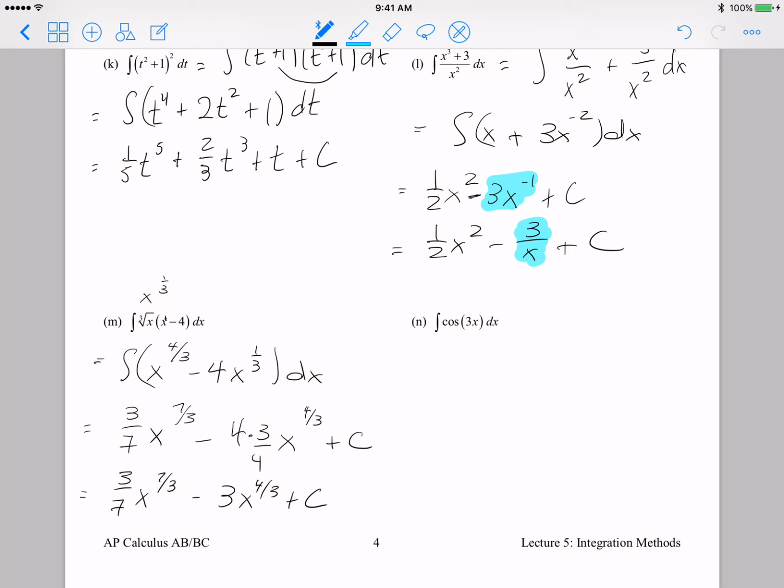Okay, example N, we have the cosine of 3x. Well, if I look back at my rules, I know the antiderivative of cosine is sine. So that would lead me to believe that the antiderivative here is sine of 3x plus c. Okay, so I'm going to leave that there for just a minute and conjecture that that's the answer, and then I'm going to show you why it's not the answer.